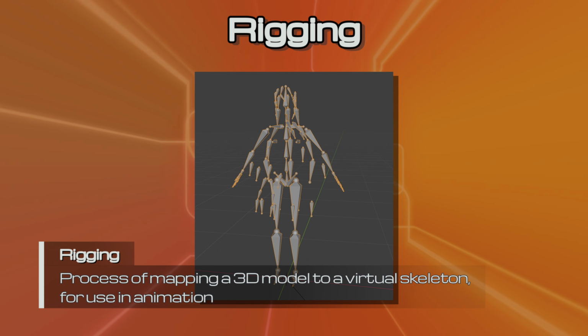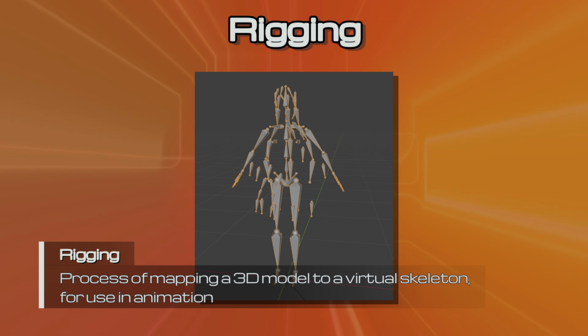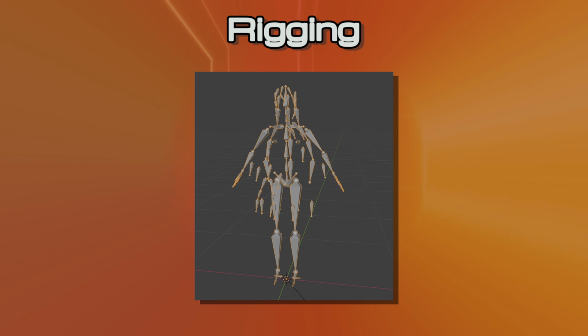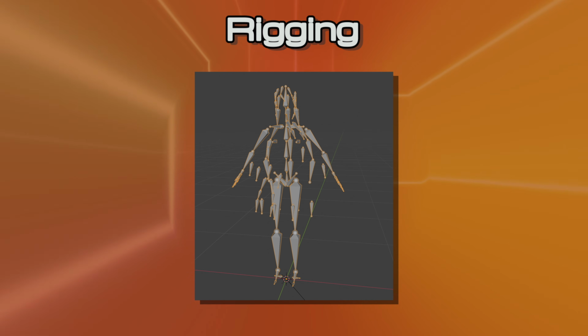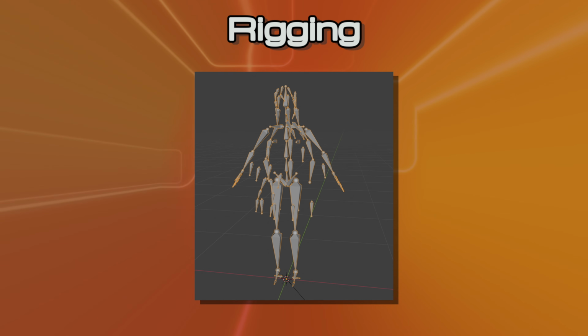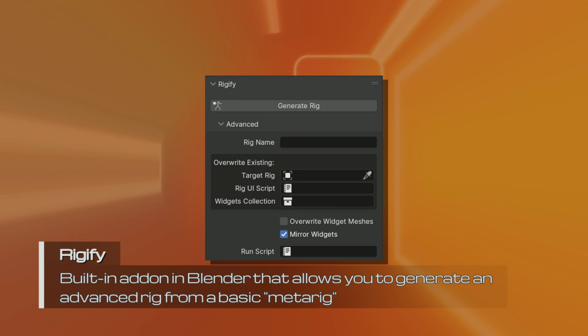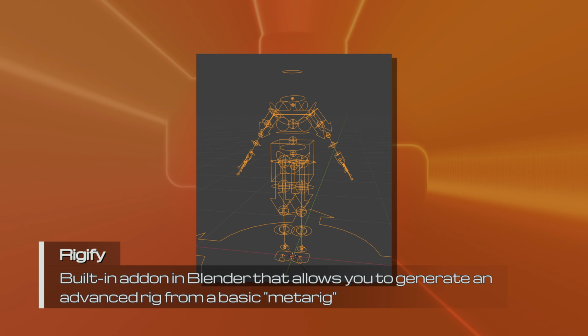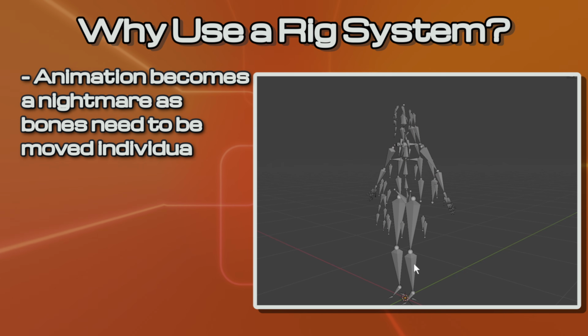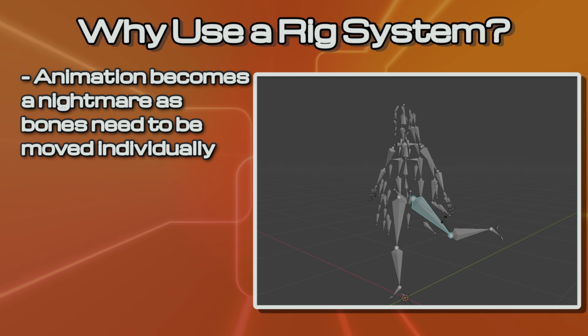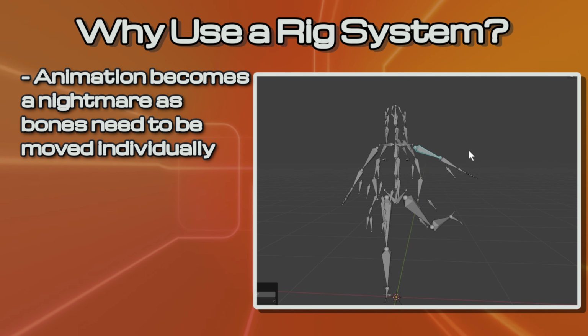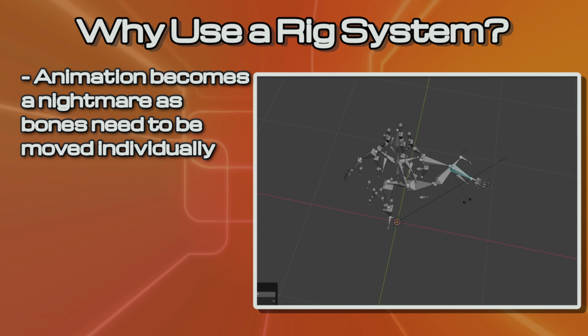Rigging is the process of mapping a 3D model to a virtual skeleton for use in animation. This isn't the most fun part of the 3D character creation process, but hopefully I'll make it a bit easier for you by giving you a structured workflow. That's where Rigify comes in. Rigify is a built-in add-on in Blender that allows you to rig the character using a basic meta rig, then generate an advanced rig from it. Without Rigify, animation would be an absolute nightmare because you would have to move arms and legs with each individual bone. It gets very difficult to place the arms and legs where you want them.